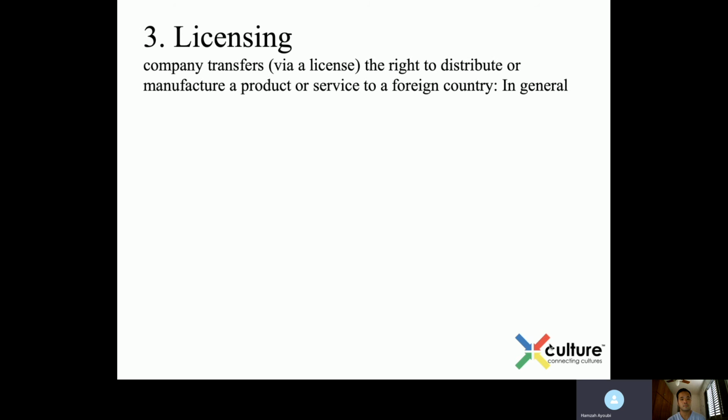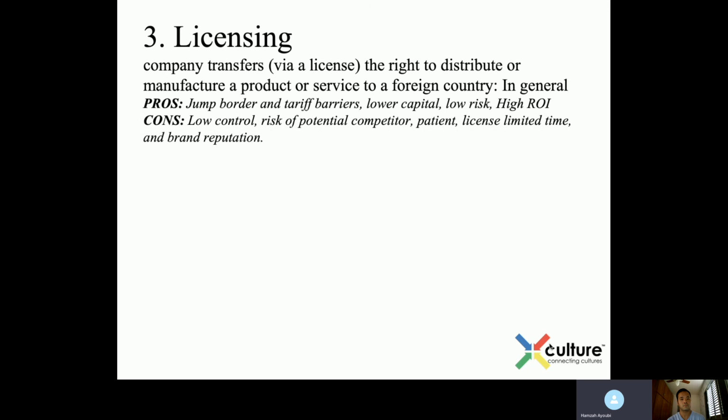Now the third entry mode is license. The company in this case transfers via license the right to distribute or manufacture a product or service to a foreign country in general. We have pros like jumping borders and tariff barriers, lower capital, low risk, and high ROE. Our cons in this entry mode are low control, patents, license limited time, and brand reputation.